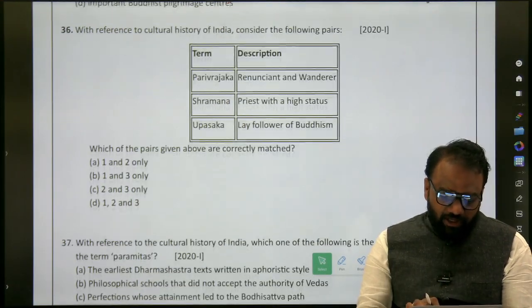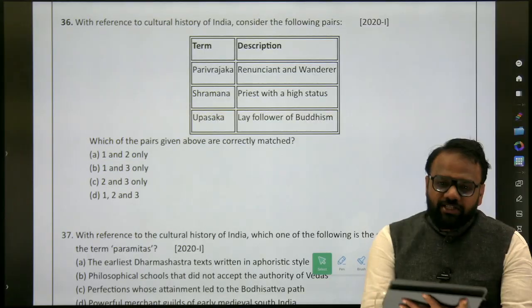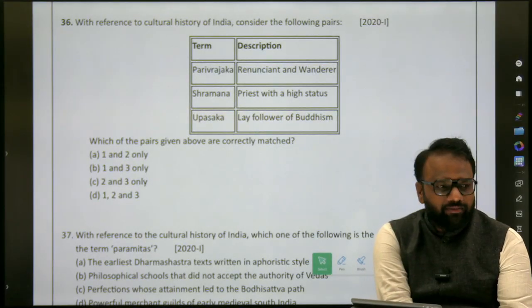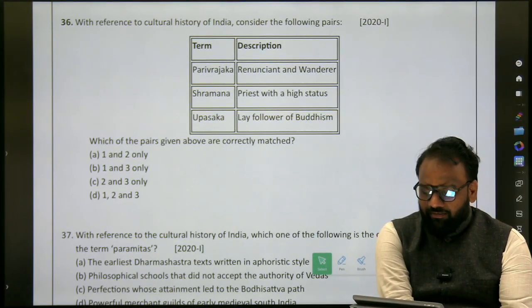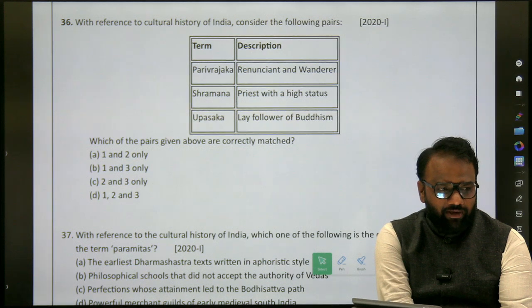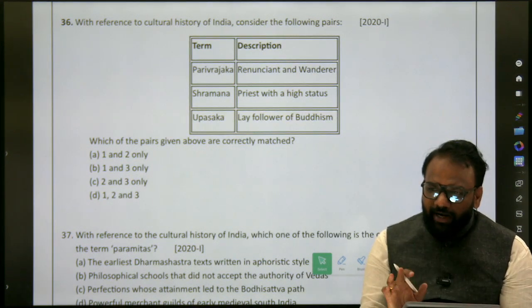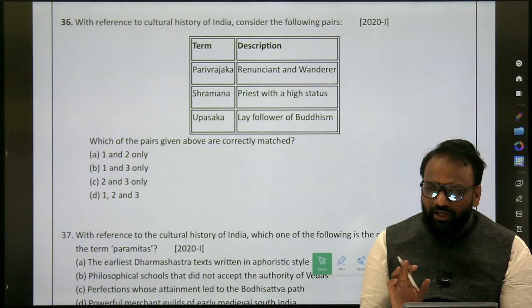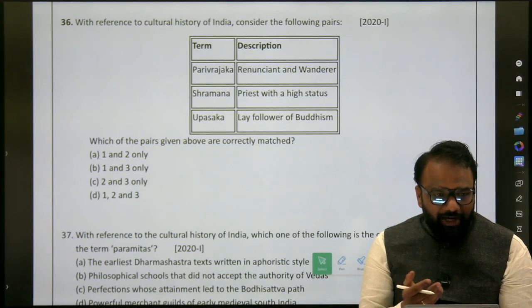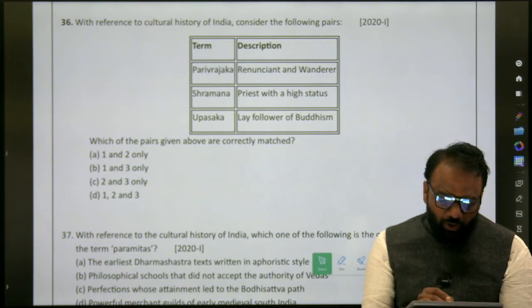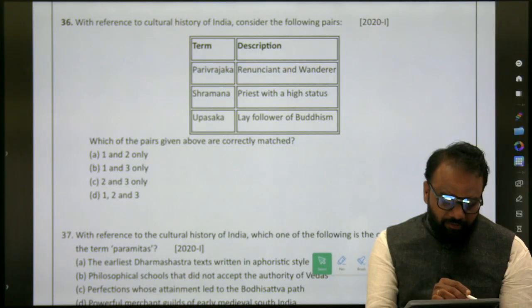We'll leave it. Next, with reference to cultural history of India, consider the following pairs. Parivrajaka, Shramana, Upasaka. Okay, PYQ driven, I have added content. You can just go through the content. The same content might repeat. So very important. So who is Parivrajaka?